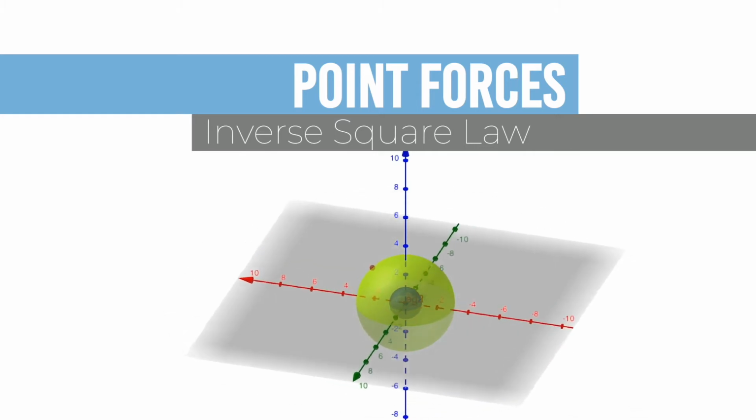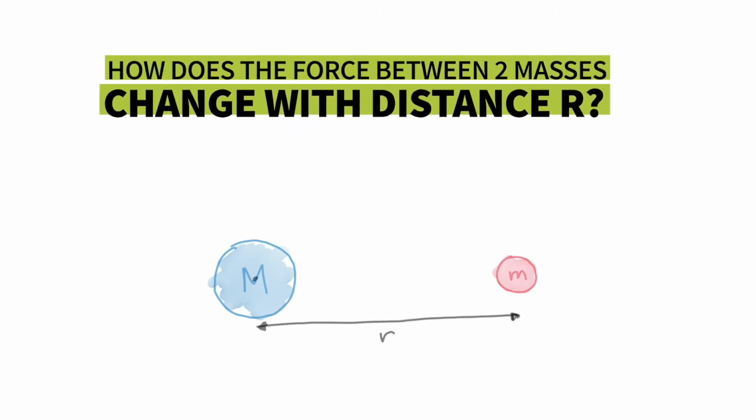Okay, let's get started here. We're going to have a look at two masses. The first mass, big M, here on the left, and a smaller mass here on the right, little m. They're going to be separated by a distance of r. And our question is, what happens as we increase the distance r? How does the force between the two masses change with r?